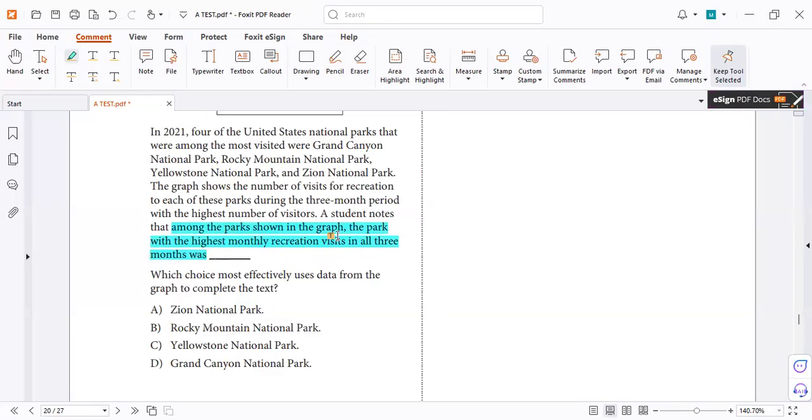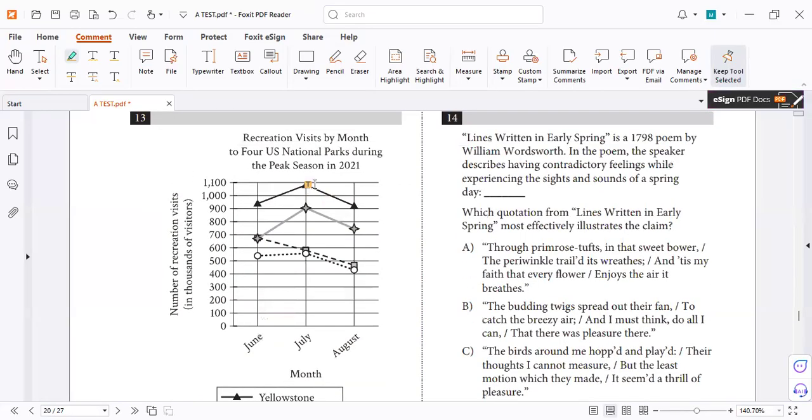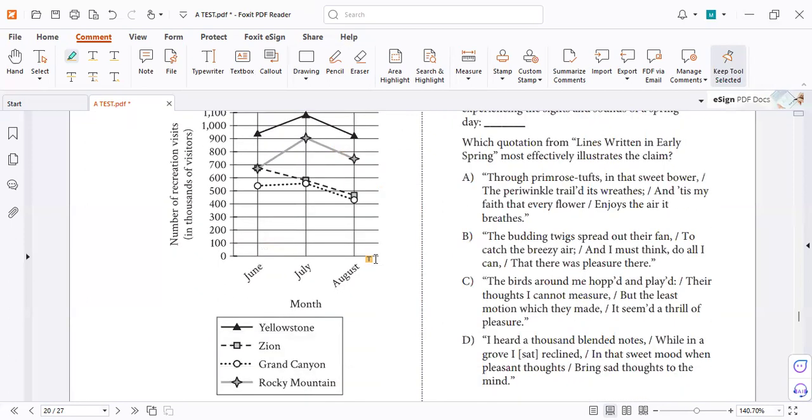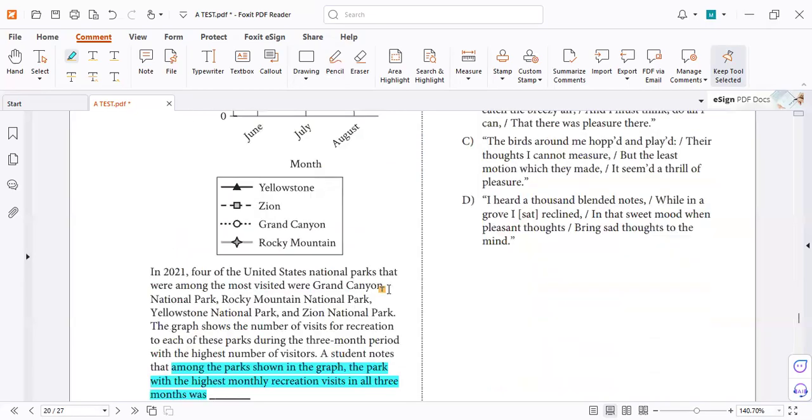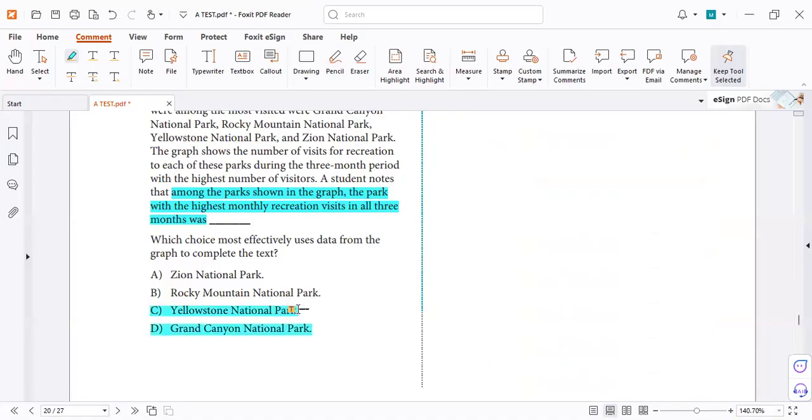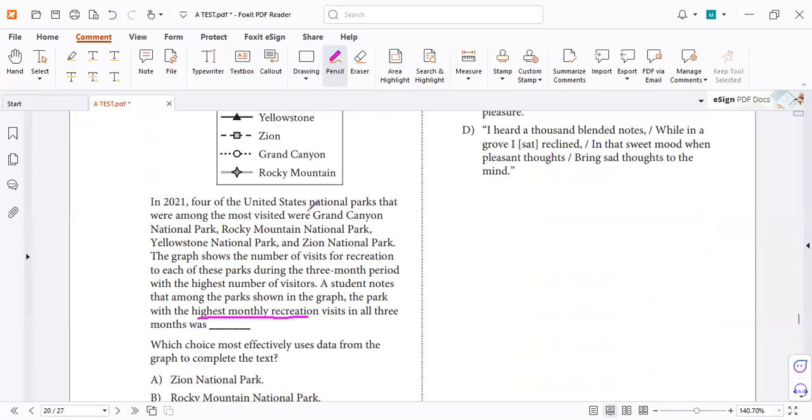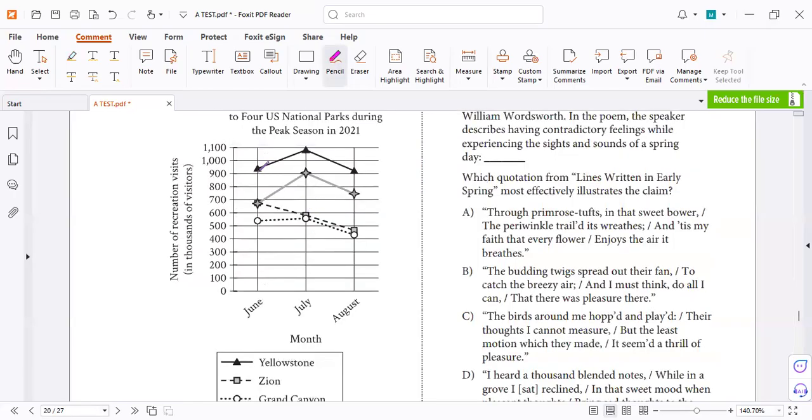Among the parks shown in the photograph, the park with the highest monthly recreation visits. What is the point? What is the highest? That is the point. What is the highest? Where? If you check it here, it must be this point. What is the yellow? So that is the point. Focus on what the last part mentions: when is the highest monthly recreation. I check from the start, yes, this is the highest point for all of them. So your answer must have July and must have the black, so it must be this one.